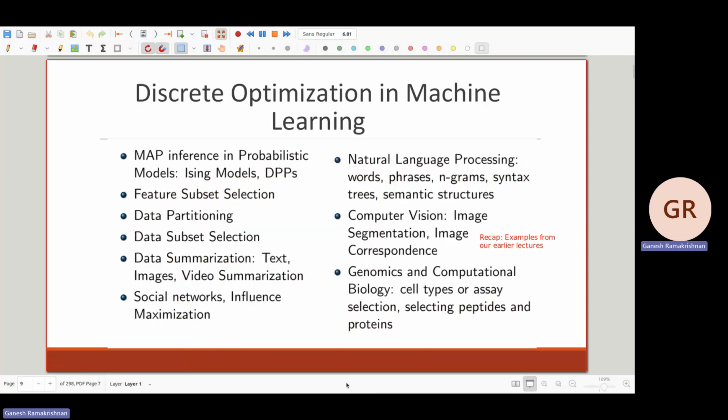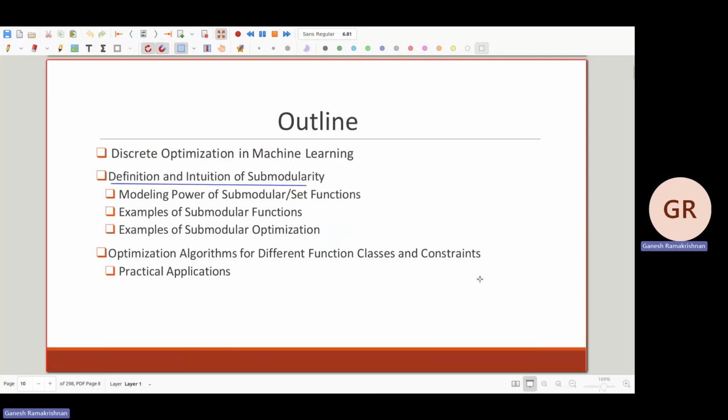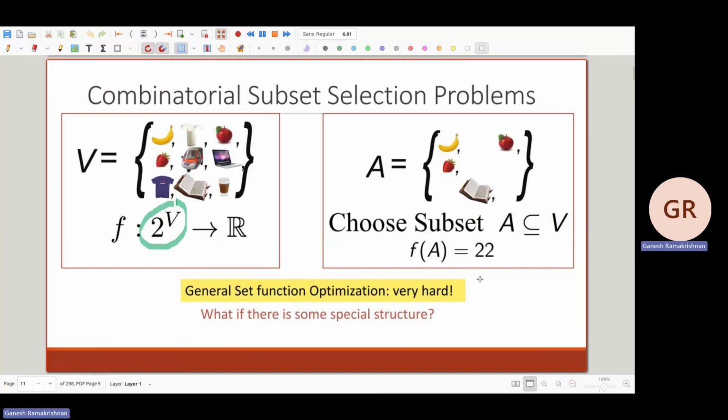So if you recall, we had talked about some of these discrete optimization problems in computer vision, for example, image segmentation and image correspondence, right? These are from our earlier lecture. We talked about these, but we look at some more now. So we look at these examples from the point of view of submodular functions. We'll first present the definition for submodular function, the intuition for submodularity, how powerful these functions can be.